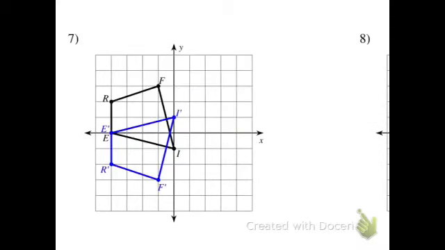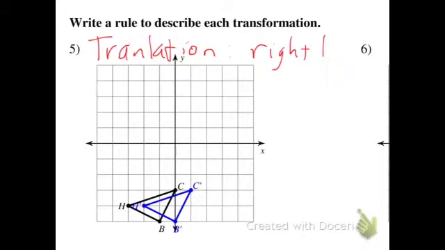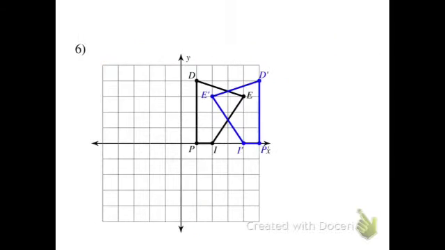On 5, 6, 7, and 8, you're writing a rule that describes the transformations. You're not writing the function for this. This first one, you notice how it's just right 1 for all the points. So this one's a translation of right 1 unit, because you just move everything right 1.